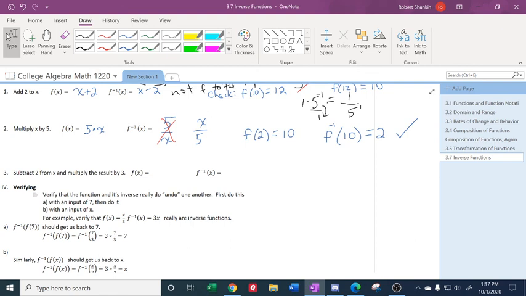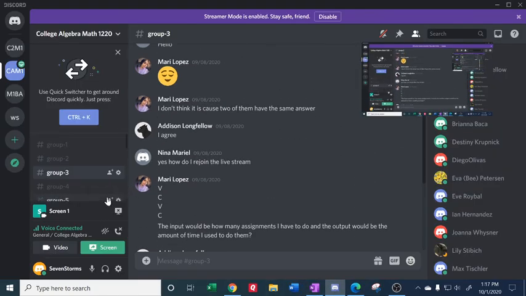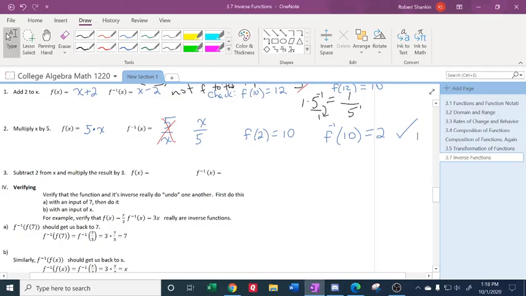Type it up into your group chat. Don't hit enter quite yet. Let me see how many groups we have in this class. We have 6 groups. Go ahead and hit enter. See what your group mates are trying as well.